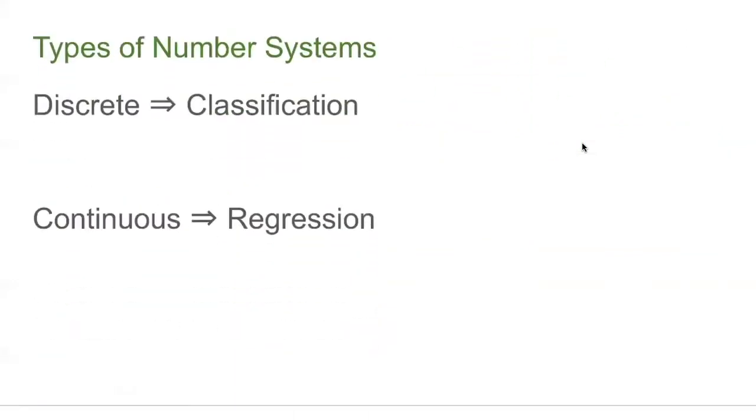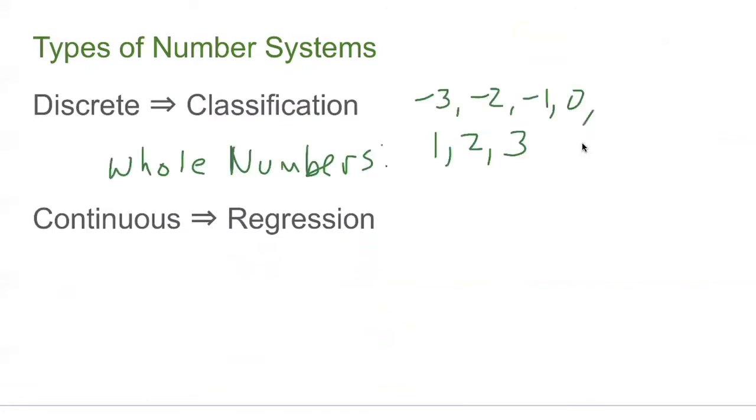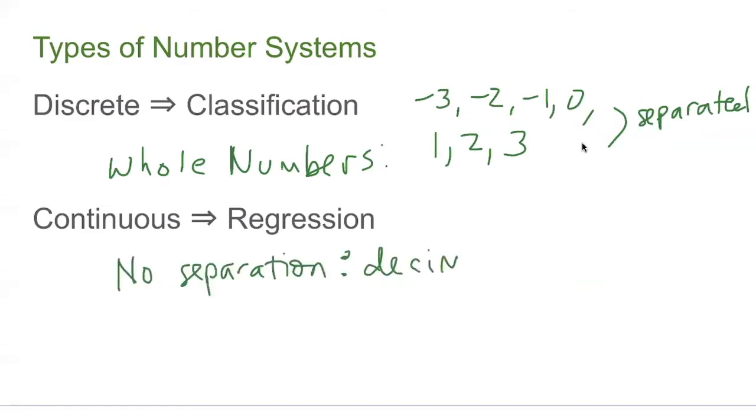Types of number systems. Discrete number systems are, for example, the whole numbers. And so here, the important piece is that they're separated by some distance. And so any discrete set of numbers has separation from one element to the next. Continuous are no separation. For example, the decimals. You can get as close to each other as you want. And it's a little more complicated than that, but that's going to be good enough for what we're doing.